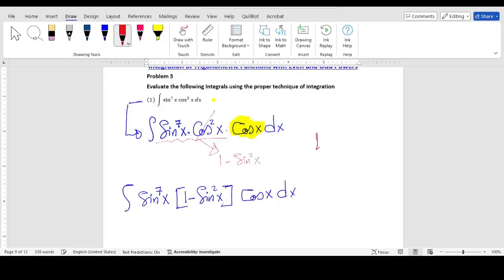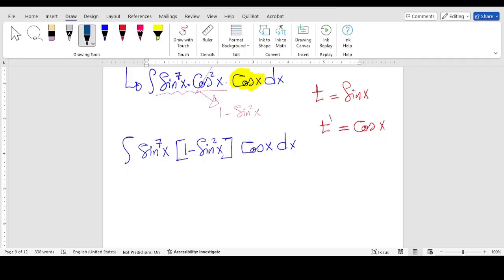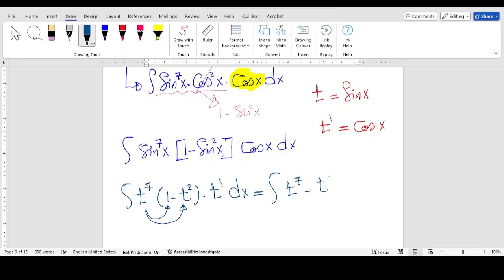If we let t equal sine x, so t dash will be cosine x. Then replace: the integration of t to the power 7 times 1 minus t to the power 2 times t dash dx. This equals the integration of t to the power 7 times 1 minus t squared, which is t to the power 7 minus t to the power 9, times t dash dx. Now we can integrate this function.